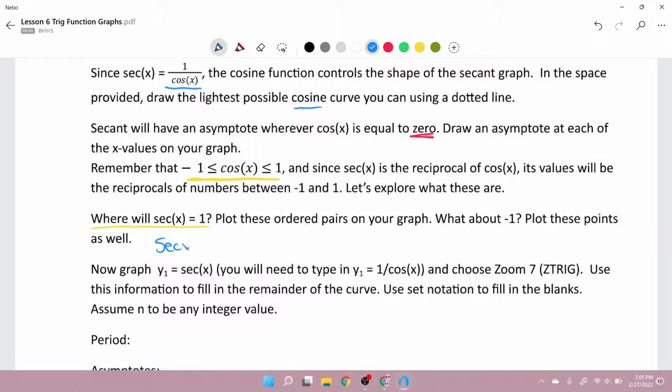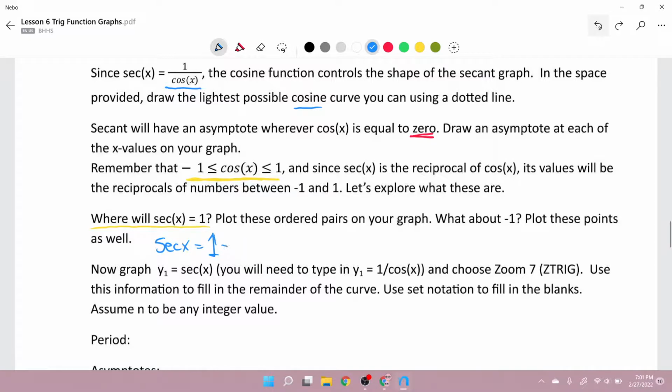Secant of x equals 1, which also equals 1 over cosine of x. You can get the reciprocal of 1, and 1 is the same thing when you take the reciprocal of it, right? So the secant of x equaling 1 will have the same value as when cosine of x equals 1. Because when you take the reciprocal of 1, it's still 1.